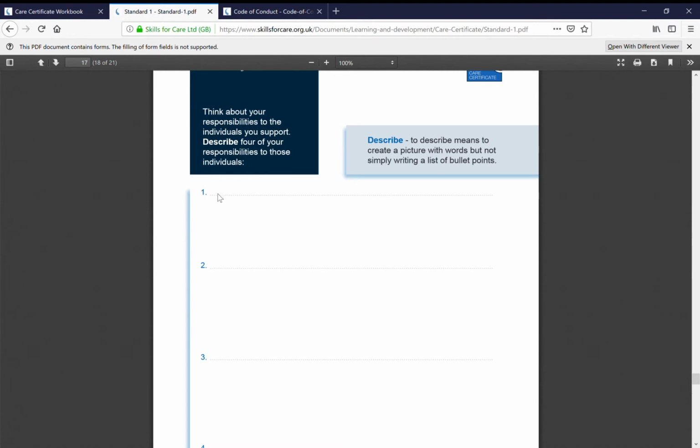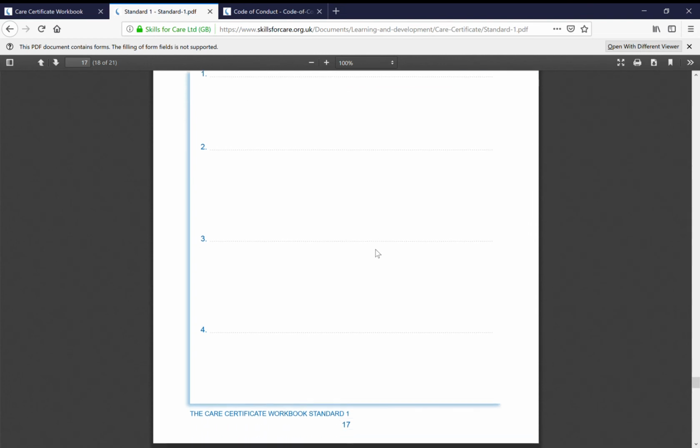So that might be a responsibility, ensuring the person eats and drinks or is supported to eat and drink, providing the food, doing the shopping. I don't know, you might have a shopping list, or doing a stock check in the cupboards and things, or checking the fridge and that things are in date. So describe. So to describe means to create a picture with words, but not simply writing a list of bullet points. So if I didn't know you and I wanted to know what your responsibility is, I should be able to get that information from reading this. So pick 4.